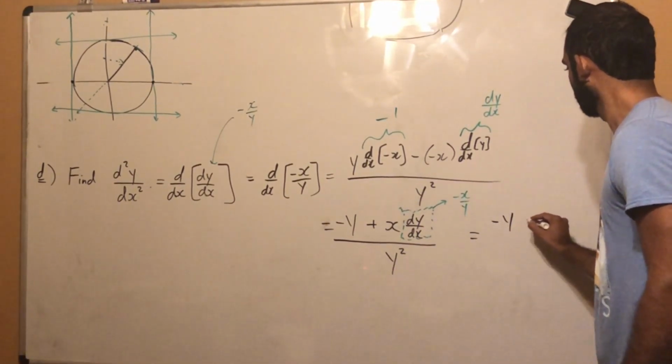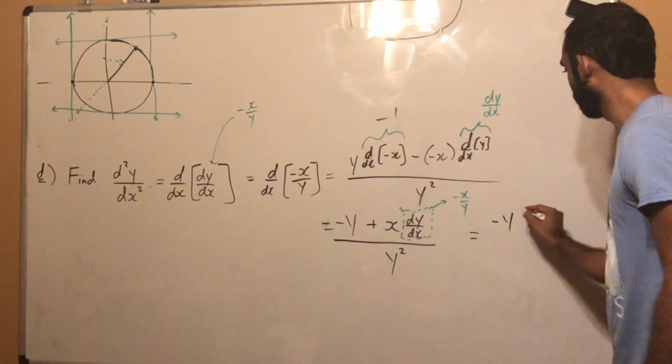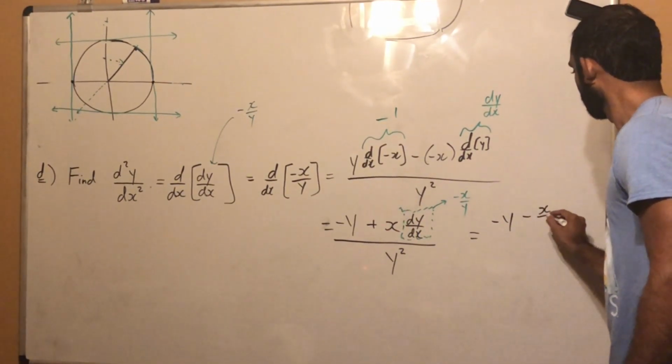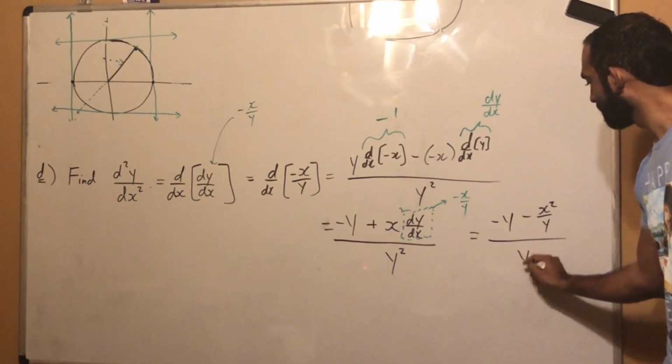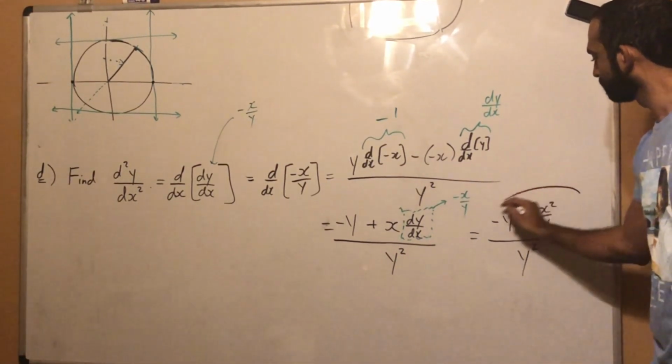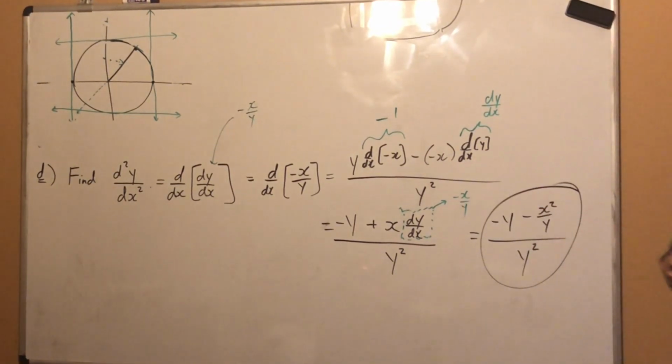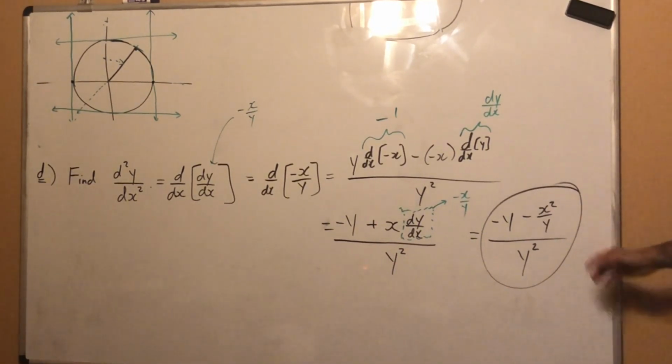It's negative y plus x times negative x over y, or minus x squared over y, and that entire thing's over y squared. If the problem doesn't ask you to simplify, just leave it like that. It's totally fine. You can still simplify it if you want, but on quizzes and tests, you want to be efficient. So if the problem doesn't ask you to simplify, just leave it and move on. That shows that you get the point, and that's really all we care about.